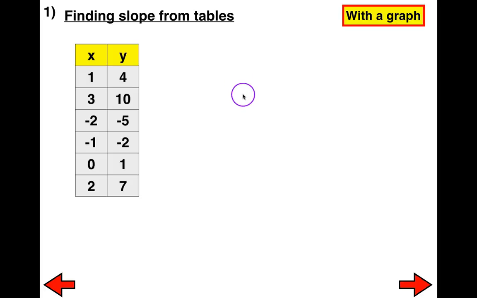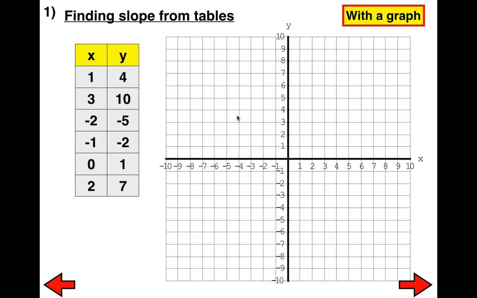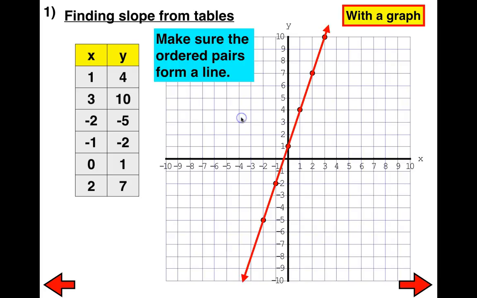So if I were to have a graph, which you will not always have, but if I did, this is what would happen. You would plot all of your points. You would make sure all these ordered pairs form a line, because if it doesn't, it's not going to create an equation. It won't have an equation, okay? It only works if it's linear.